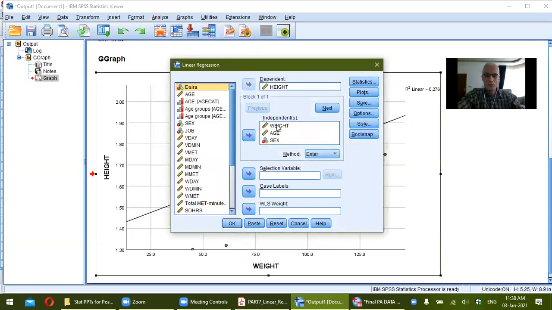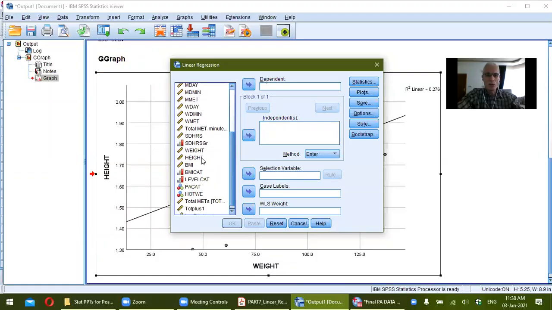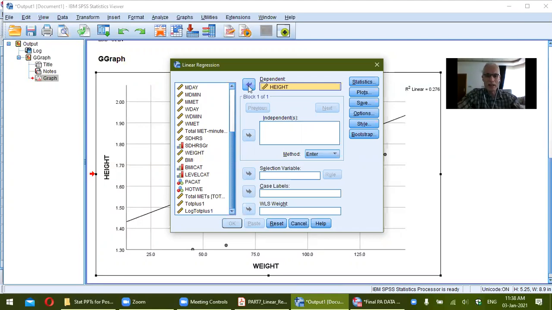So here I'll remove this. Let us reset and start from the beginning. The dependent variable is the height, the y, and I want to predict the height from the weight. So my independent variable will be the weight. Of course, this is a simple linear regression. Later on we'll put in more variables to make it multiple linear regression.